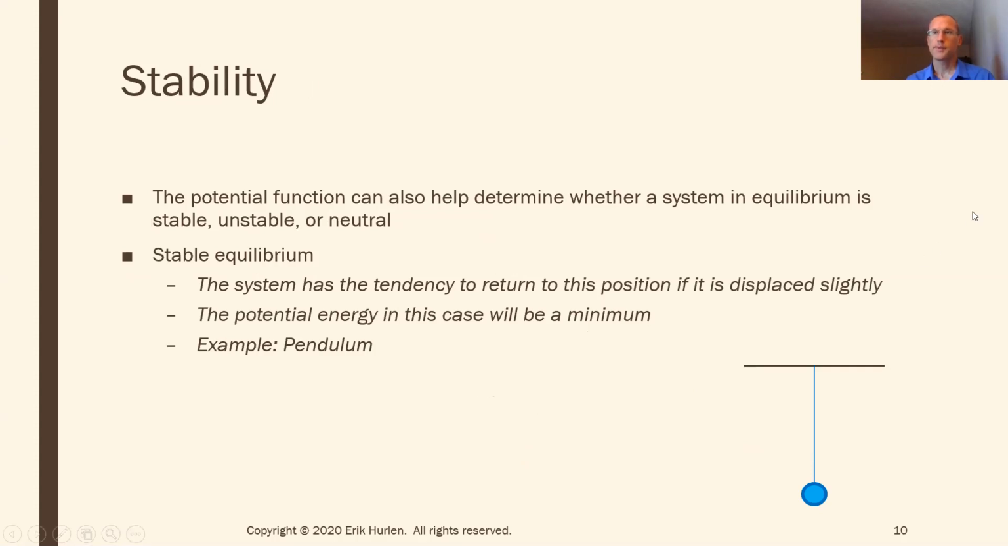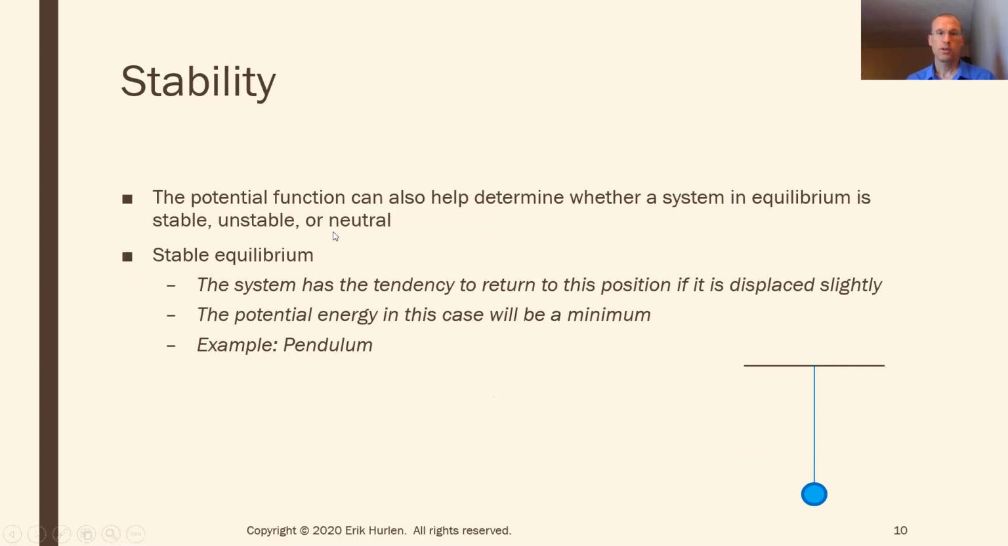Something related to equilibrium is stability. So there are 3 types of stability in terms of equilibrium. You can have stable equilibrium, unstable equilibrium, or neutral equilibrium. Equilibrium means it's not going to move, but then if it does move slightly, what happens? So there are 3 possible cases.